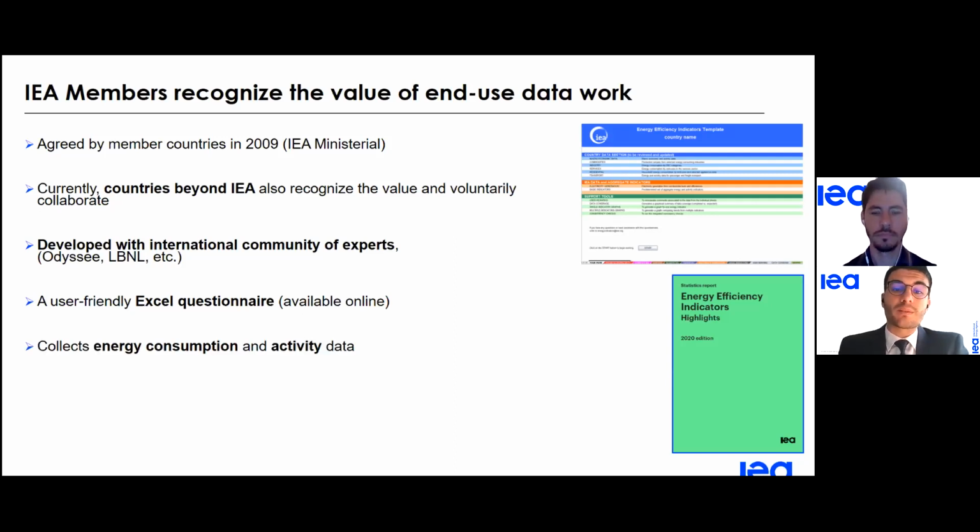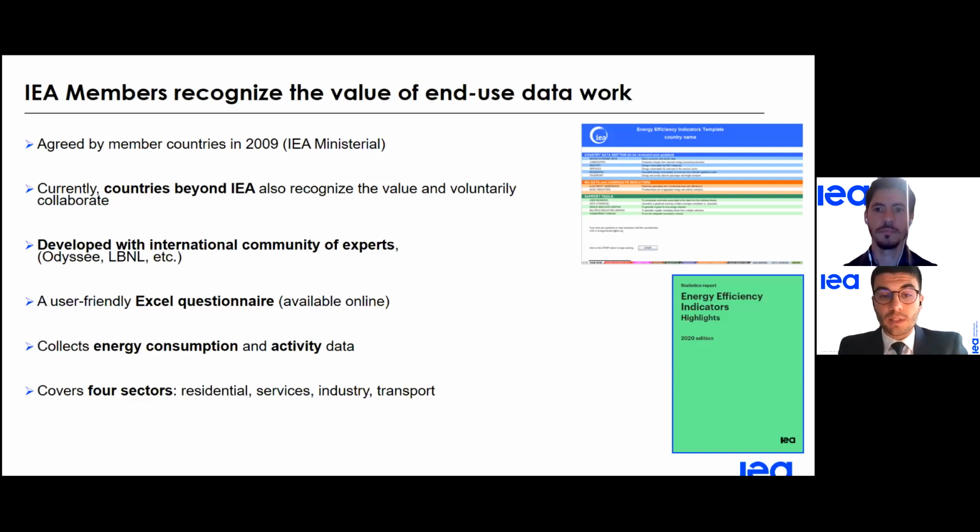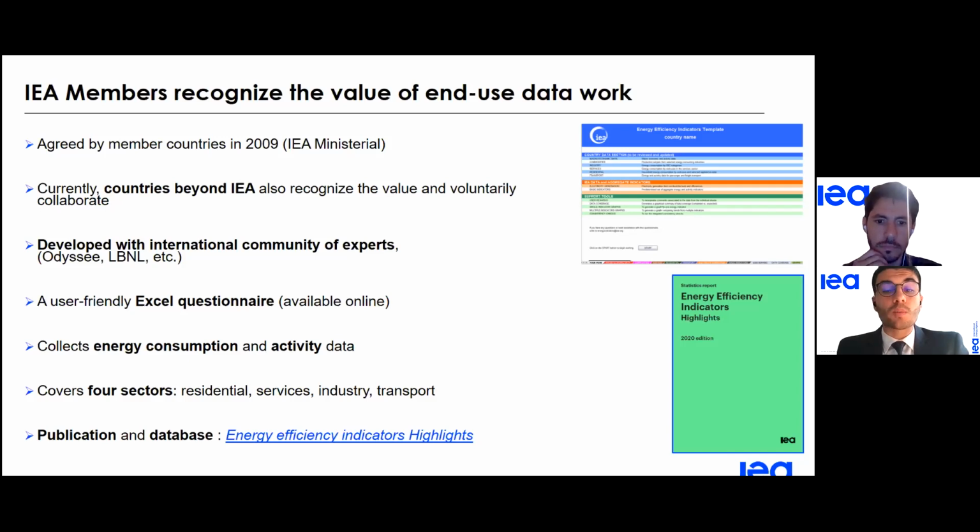So this work stream is grounded on an energy efficiency indicators questionnaire, which was designed together with several international experts. And this is a user-friendly Excel questionnaire, and it's also available online for free. And it collects end-use data as well as activity data, so then we can develop the indicators. It covers the main 4 final consumption sectors: residential, services, industry, and transport. And the results of this data collection are shared more broadly twice a year, in June and December, in the form of a database and also a report that is also available online for free.